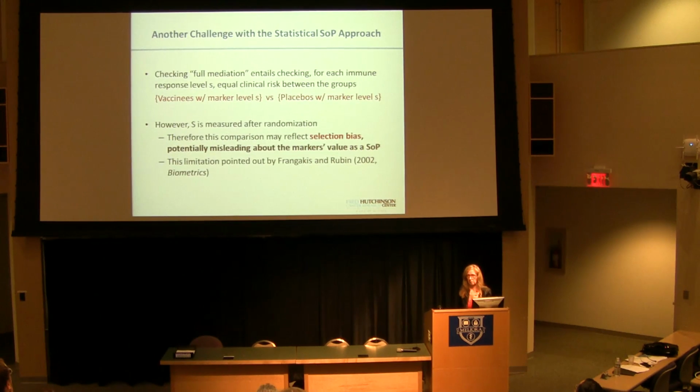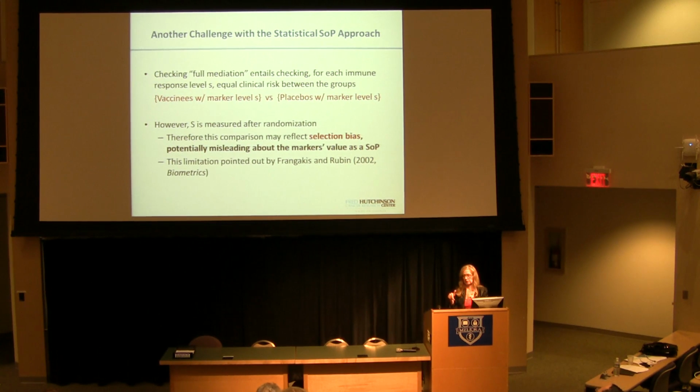surrogate protection approach. But there's another more basic approach, okay? First of all, checking the full mediation entails checking for each immune response level. This is like the next 5 slides, if I can get this across, I'll be very happy. So equal clinical risk between the groups, okay? We need to actually look, for each immune response level, at the vaccinees with marker level S versus placebos with marker level S.